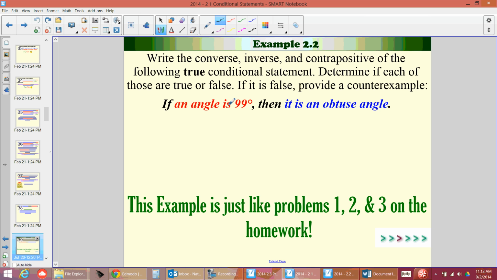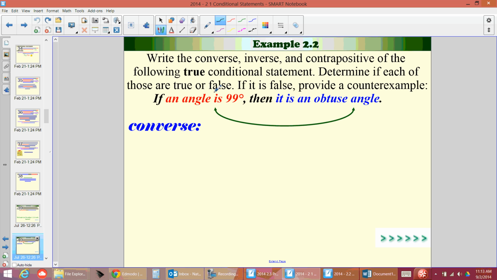We go on, we talk about counterexamples in 2.2. Again, here's example 2.2, but the numbers are off. But this is going to be like your examples in problems 1, 2, and 3 on your homework. So it'll be similar to what's in your homework, but not exactly. If I ask you to write the converse, inverse, and contrapositive of the following true conditional statement, this one's true.